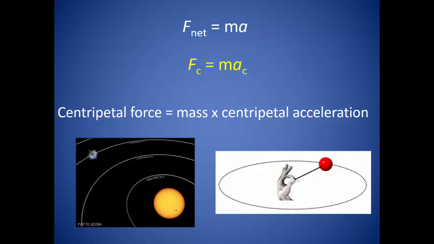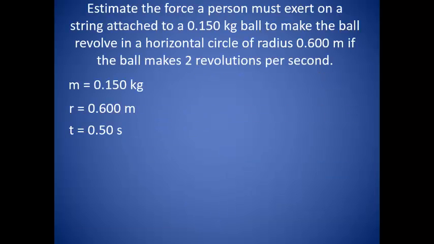It could be a string attached to a swinging ball, or the gravity of the sun pulling in on the Earth. Now we define centripetal acceleration as the velocity squared divided by the radius of the circle. So we can of course substitute in that velocity squared over r for our acceleration.